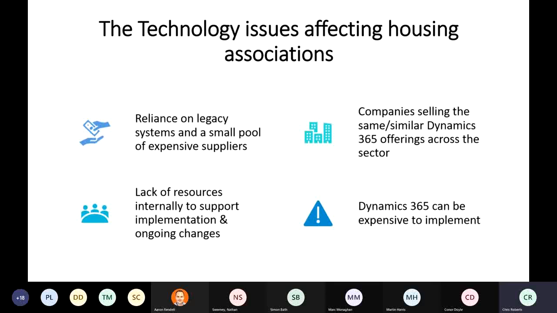However, when it comes to technology, we probably don't do it as much as we should. At the moment, there's quite a reliance on some legacy systems and a small pool of quite expensive suppliers. There are certain companies selling the same or similar Dynamics offerings across the whole sector. And sometimes there's a lack of resources, both internally to support the implementation and any ongoing changes within the system. And we all know that Dynamics, as much as we love it, can be expensive to implement, depending on what you're trying to achieve.